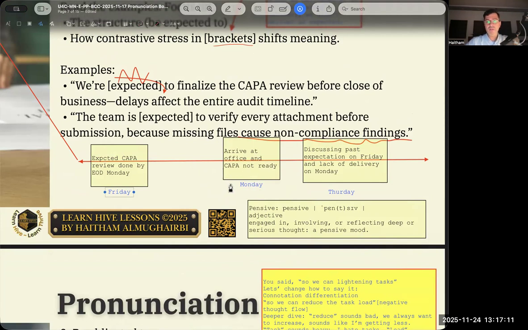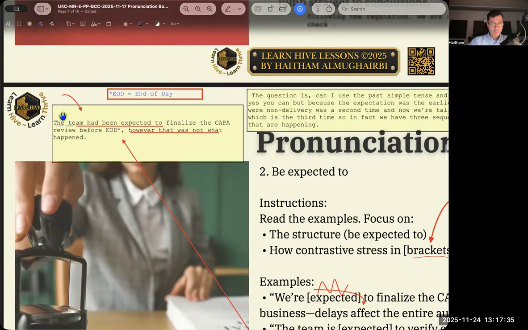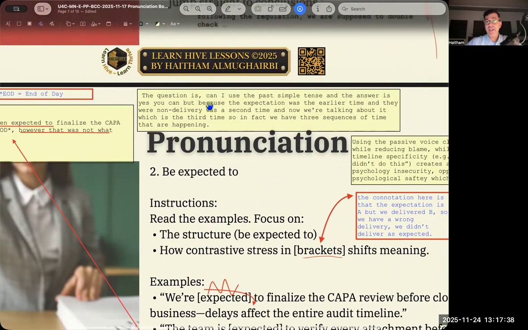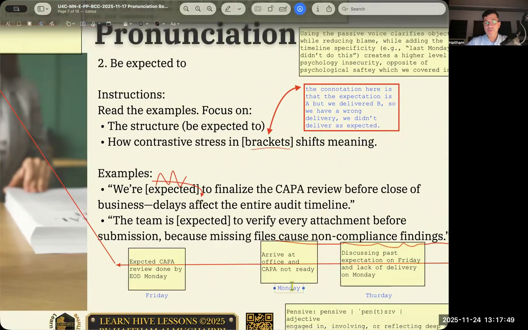And then we have the Monday event, and then we have the Thursday event. The delivery of the task was given here. Monday, it's not available when they're supposed to have submitted it, and then we're talking about it today. So this is really a good time to use the past perfect, because we talk about the first event had not been done, and now here we are talking about it, which we don't need to express. So the example was here. So yes, you can, but when we talk about the passive voice, the expectation was at an earlier time, and the non-delivery was the second event, which is the Monday event. Okay.